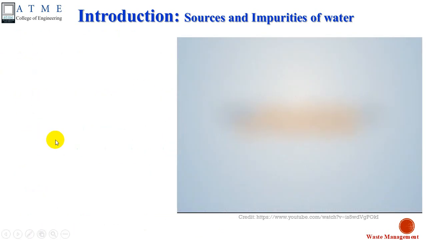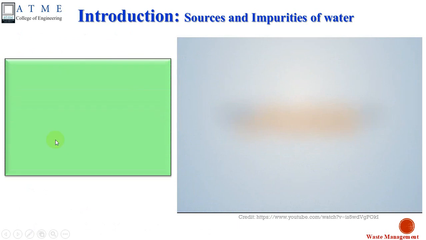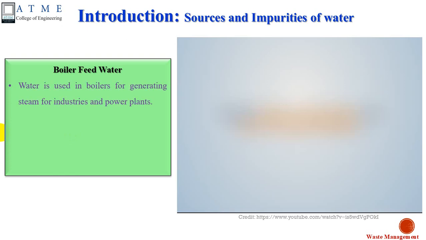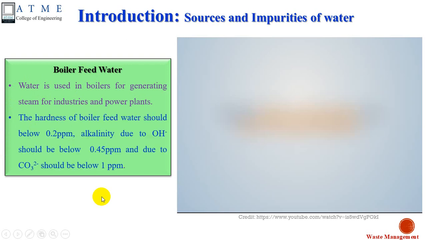Now, let us see the boiler feed water. Generally the water is used in boilers, in industries and the power plants, in order to generate the steam. As you all know, steam is a very good source of heat energy. The boiler water is used in a boiler for generating steam for industries as well as the power plants.